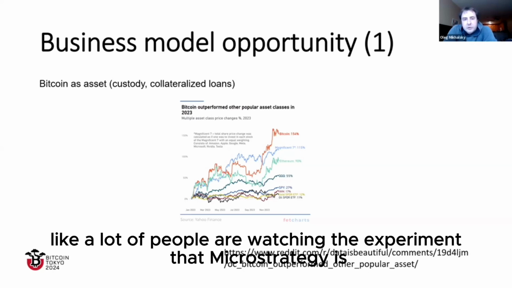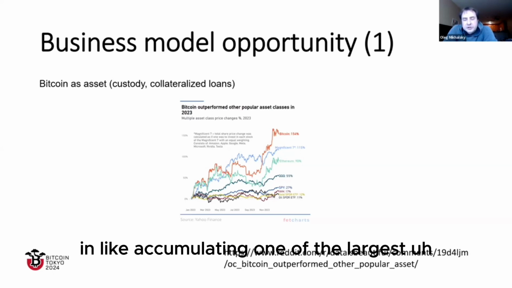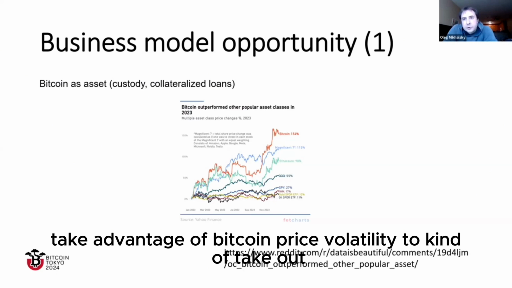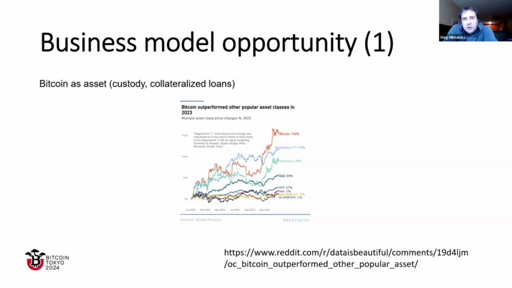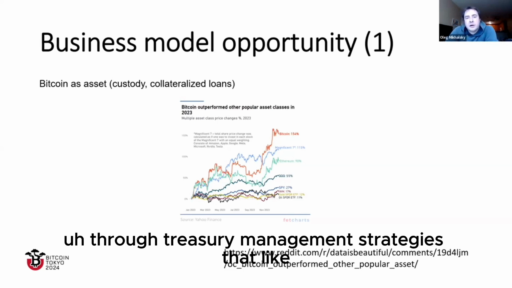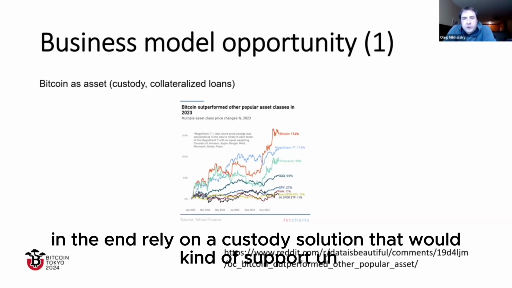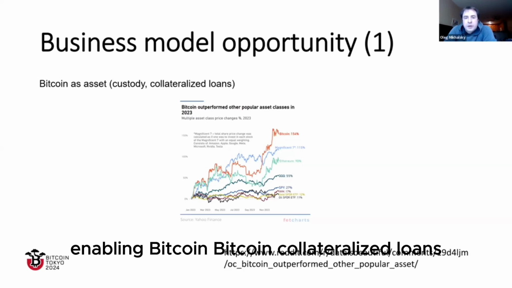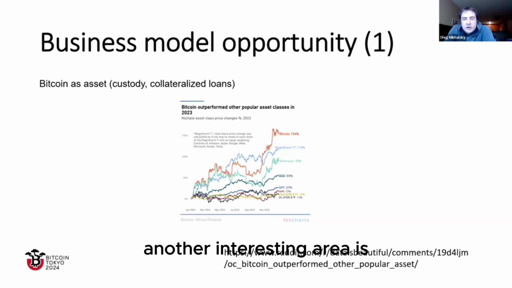We see a lot of people are watching the experiment that MicroStrategy is involved in, accumulating one of the largest Bitcoin custodies in the public enterprise space, but also a smaller business custodying Bitcoin can take advantage of Bitcoin price volatility to take out loans and extend runway or have a source of bridge capital through treasury management strategies that in the end rely on a custody solution that would support integration with capital providers, enabling Bitcoin collateralized loans.